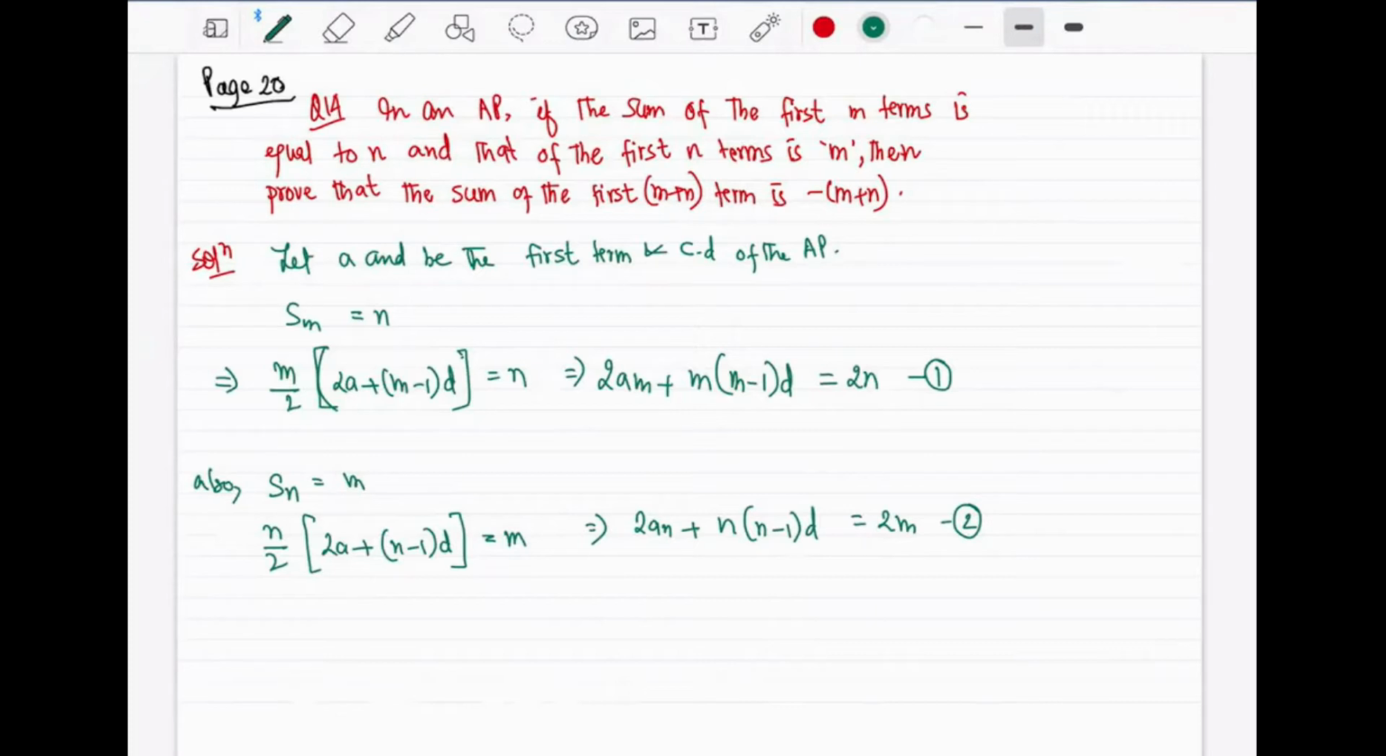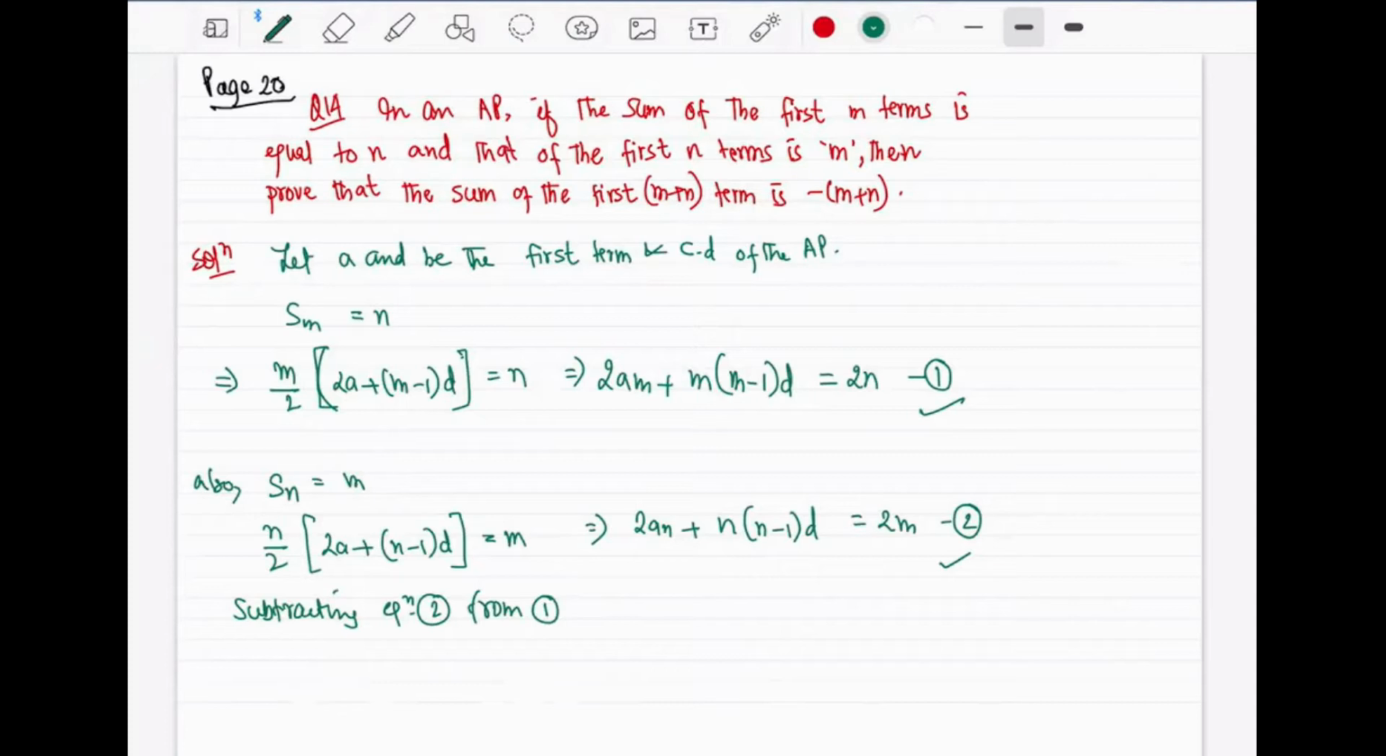Okay, now let's subtract equation 1 and 2. You can subtract 2 from 1 or 1 from 2, whatever your choice is. So I'm subtracting equation 2 from equation 1 actually. So let me write, subtracting equation 1 from equation 2. Oh, I'm sorry, I'm writing this in the reverse order. Equation 2 from 1. Okay.